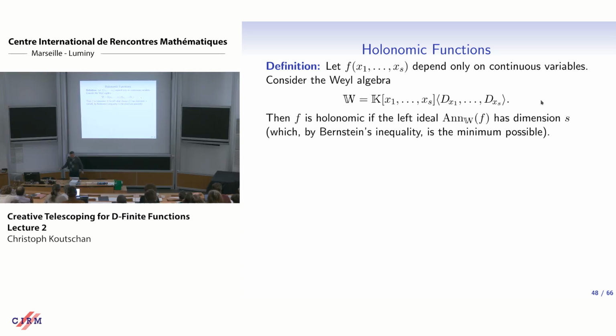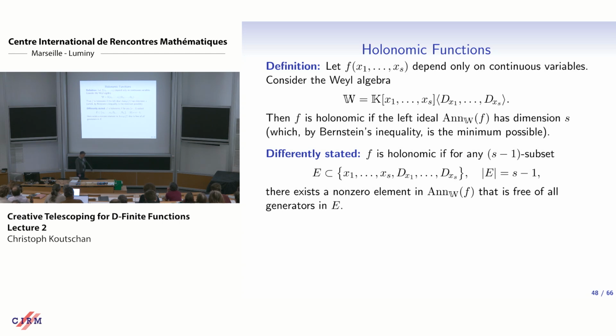And then, well, the algebraic structure here is different. You cannot get a 0-dimensional ideal. Actually, one can show that there do not exist any non-trivial 0-dimensional ideals in this algebra. But the corresponding thing is that you have an ideal of dimension s. And there is some theory that tells you that this is the smallest possible. So we have 2 times s variables, and s is the smallest dimension that we can get. And if we reach this dimension, then we call the function f holonomic.